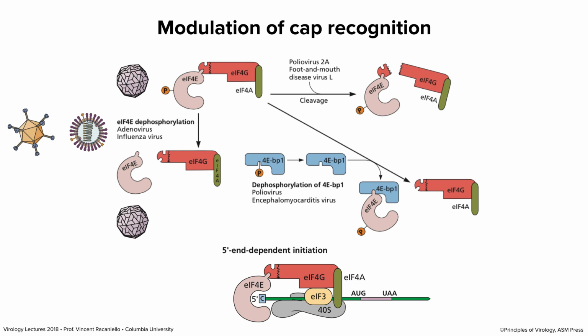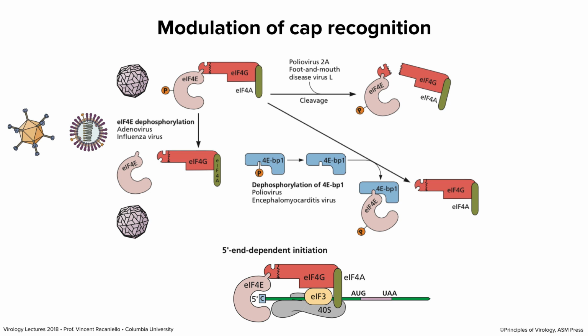A couple of other mechanisms are shown here. Some viruses induce dephosphorylation of EIF4E. The binding of EIF4E to EIF4G is dependent on phosphorylation of EIF4E. So if you dephosphorylate, 4E will not bind 4G. So this makes sense if you need an intact EIF4G, if the viral mRNAs require that.